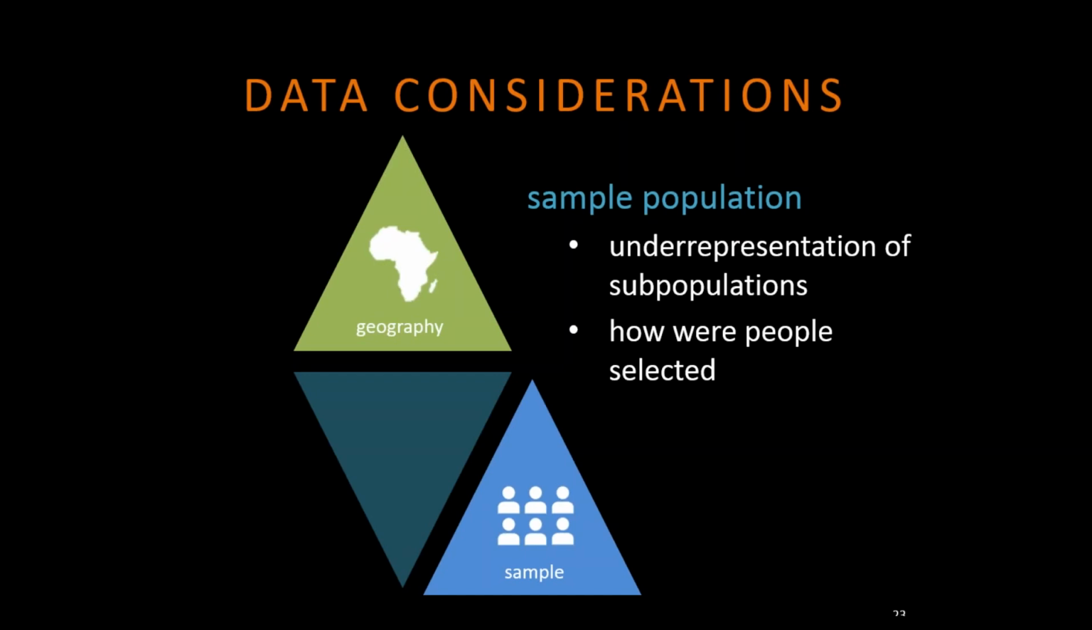You don't want to make the mistake of interpreting that to represent every single person in Massachusetts, when in fact it was just people who happened to volunteer that information. Other aspects of who's in the sample population could be things like looking at clinical data.